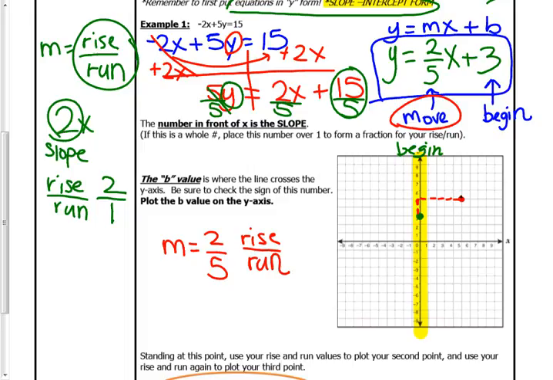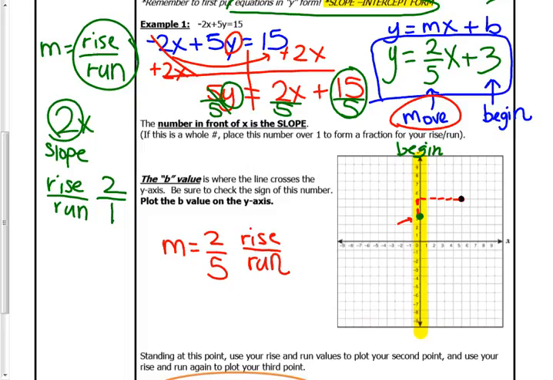I'll make it darker. Okay, so we want to do this again. We want to do it at least 2 times, so you have 3 whole points. You have the first point that you began, the y-intercept, and then we move according to our slope, our rise and our run, and we want to do it a second time, so we have at least 3 points on our graph here, okay?